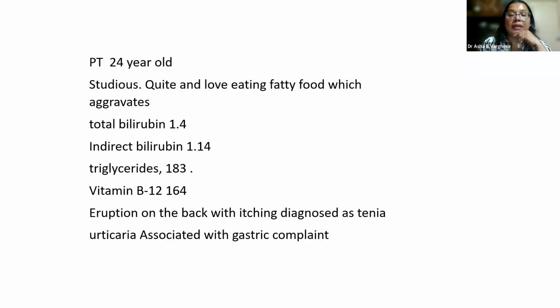Then another day, he took some antibiotics for some illness. He got some throat infection or something. Again, after some fatty food or some ice creams and all, he got the hives. So I thought probably we should look at the liver test. His total bilirubin was 1.5, indirect bilirubin 1.14, triglycerides 183, vitamin B12 was 164.